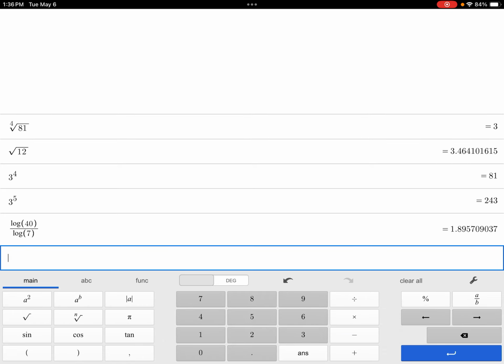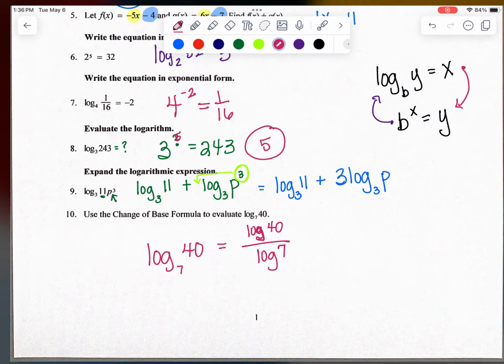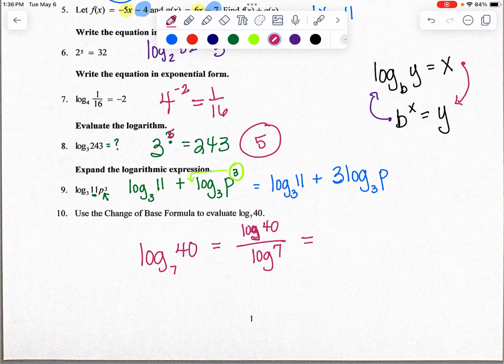All right, and you're going to get a not nice answer, which is totally okay, so like 1.9. That's all you do. It's 1.9. So that's it. That one's all calculator.